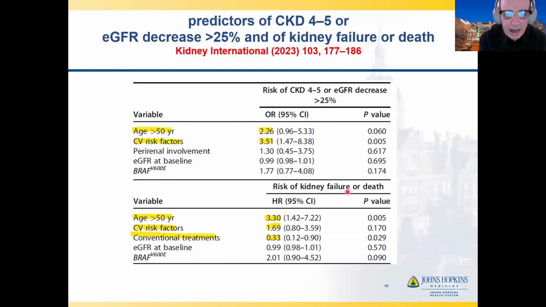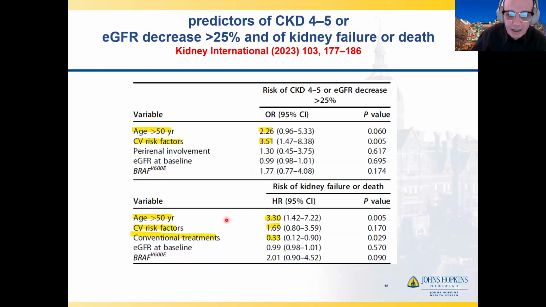So what predicts the declining kidney function by more than 25% or reaching advanced kidney disease? Again, older folks, more than 50 years old, and any other cardiovascular risk factor will increase the risk for progression by 3.5-fold. And age by itself, like age is a risk factor for everything in life, as you know. And so you will have about 2.2-fold increase in the risk for progression of kidney disease.